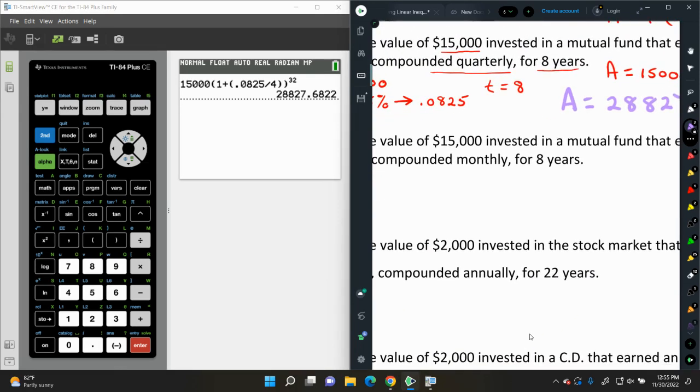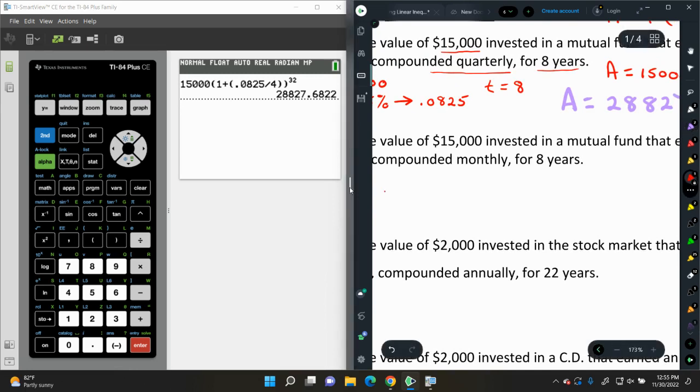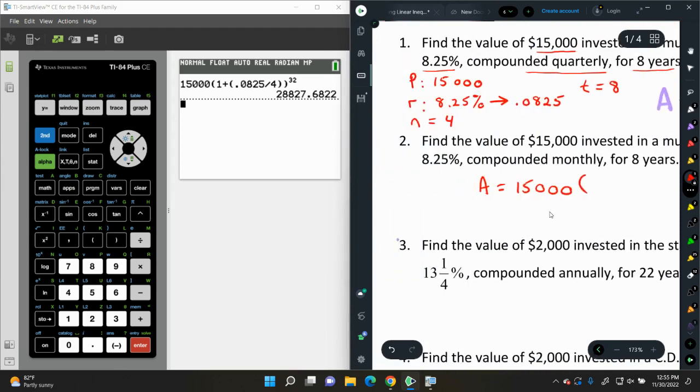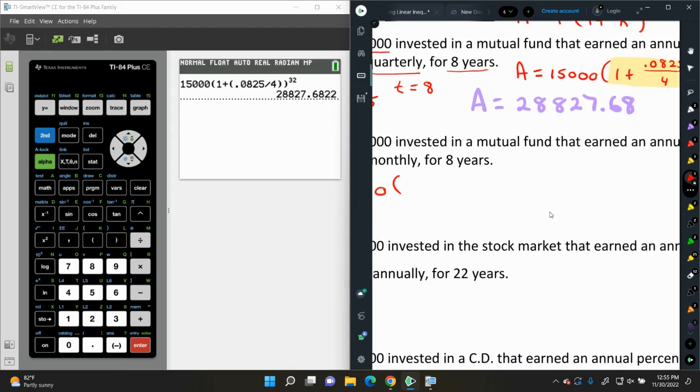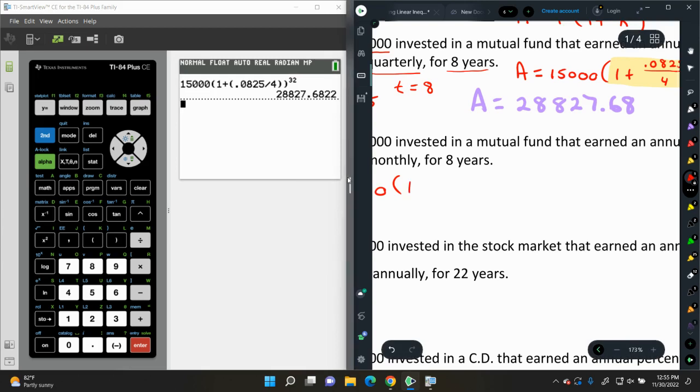Okay, the next one. We have 15,000. This time it's compounded monthly. Same interest rate. So what's going to be different with this one? Instead of dividing by 4, what am I dividing by? 12, right.